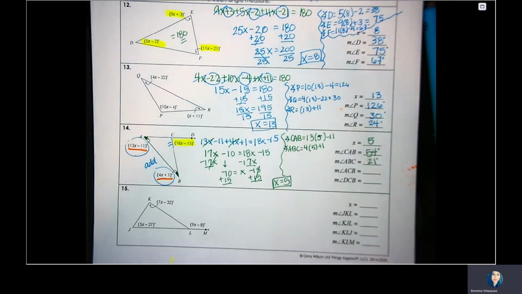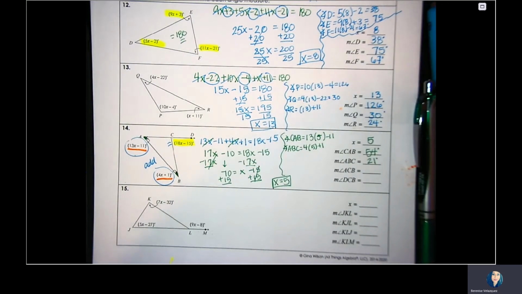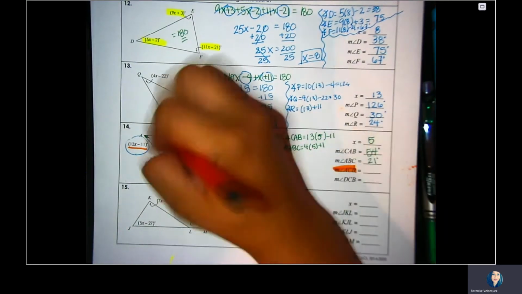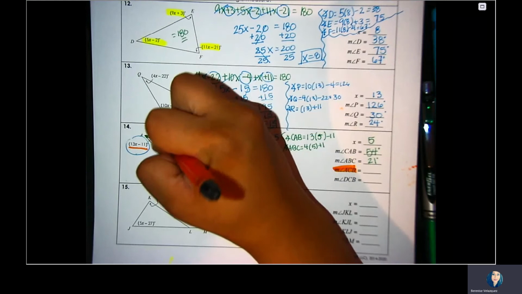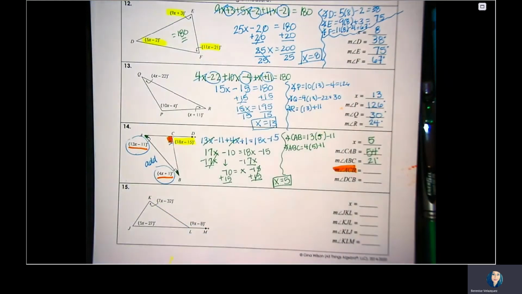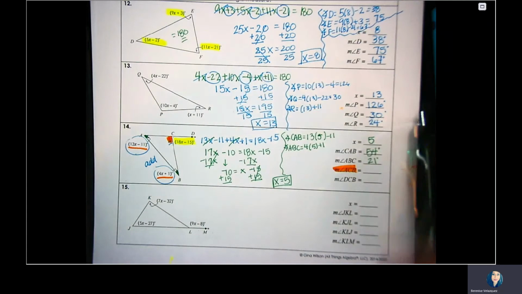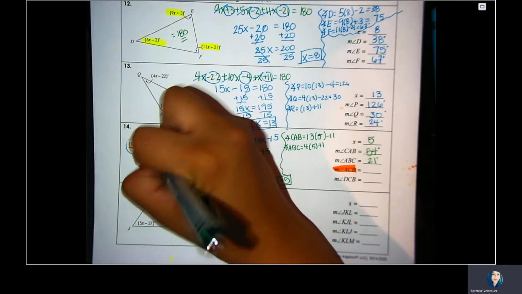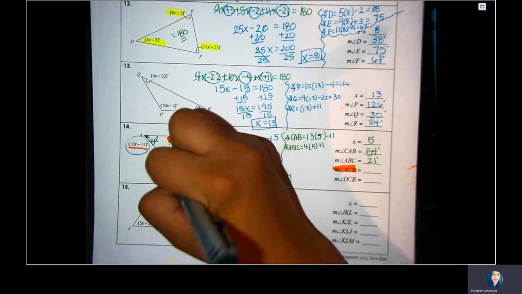Okay, ACB. Now this one is kind of a trick question. I'm going to highlight it. There is no equation on ACB. ACB is this one right here. So there's a few ways to do this one. Now, here's what I would do. Since I already know 54 and 21, I'm going to write them in the triangle. This one's 54, and this one's 21.